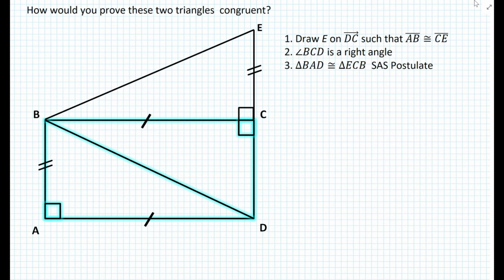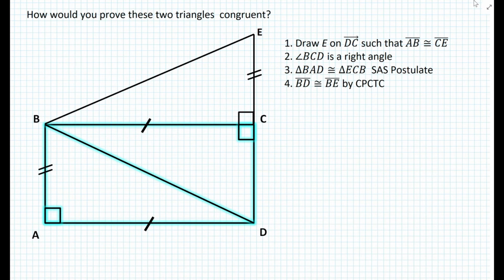Now that we know that the two triangles are congruent, how does that even help us? Well, we can use corresponding parts of congruent triangles to say that segment BD is congruent to segment BE by the corresponding parts of congruent triangles are congruent. So let's denote that in the diagram.